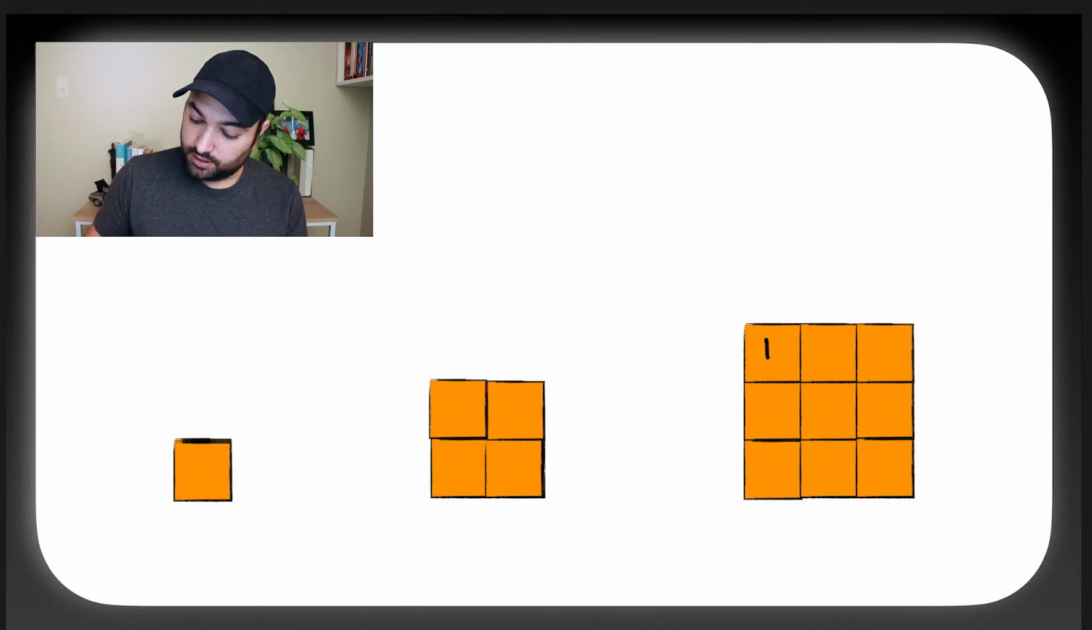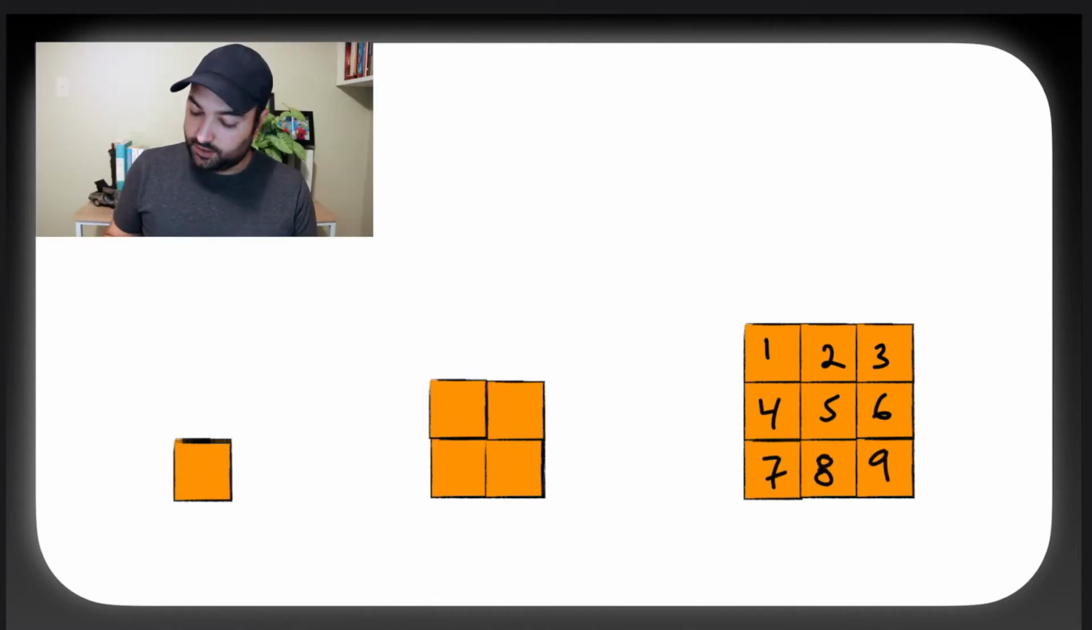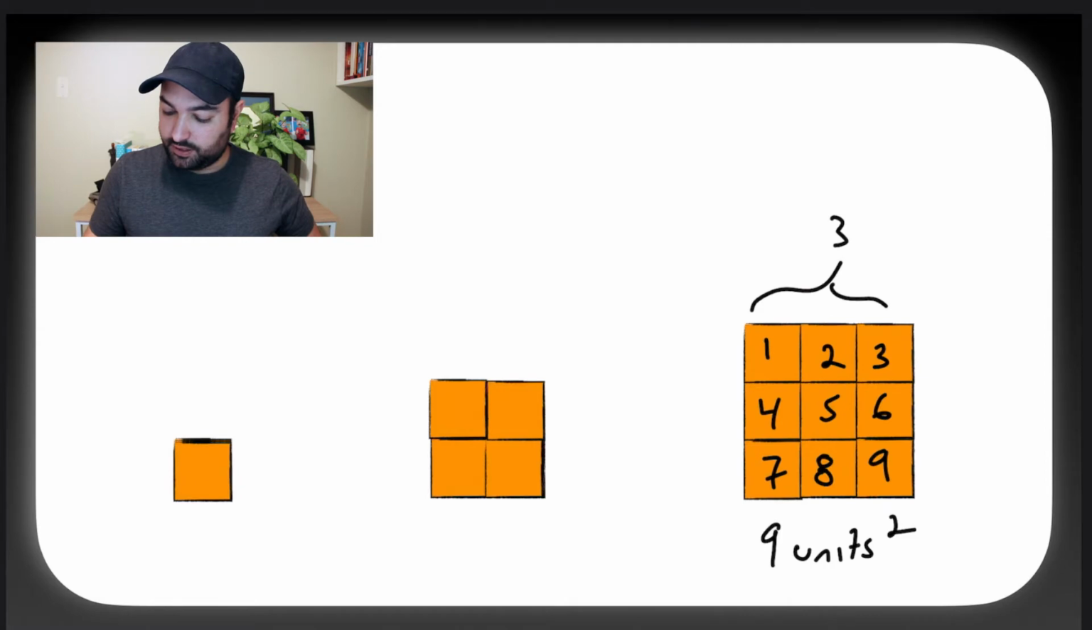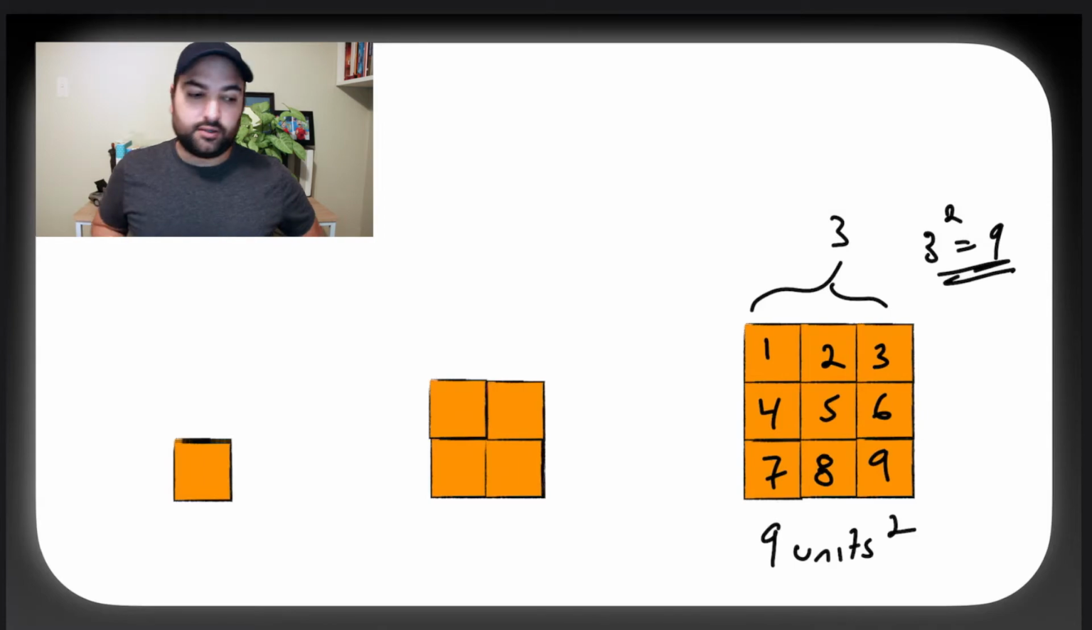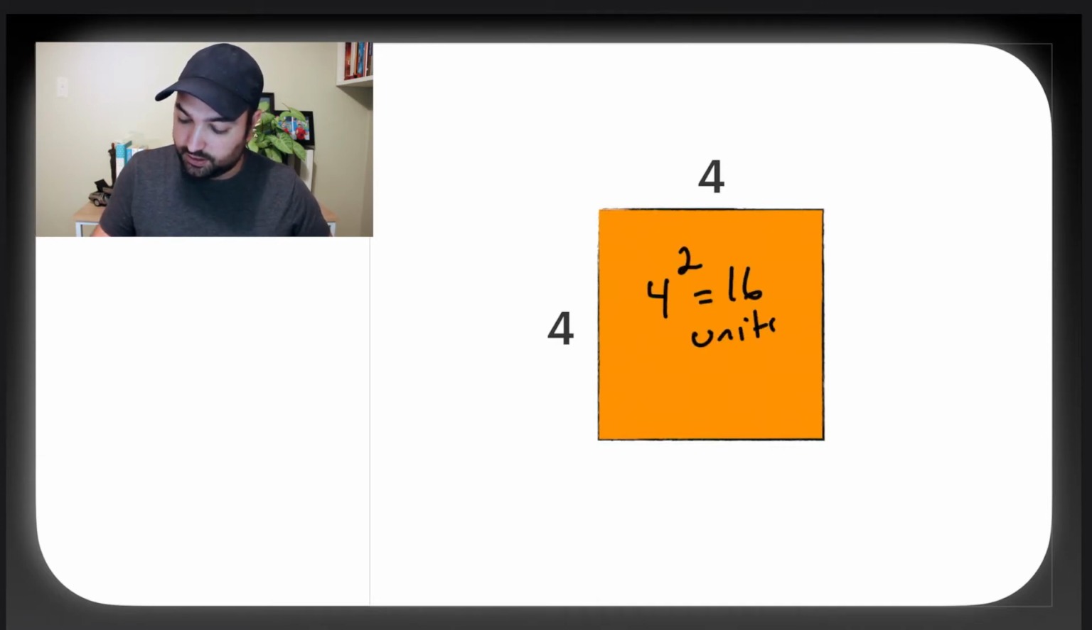So for this one, we have 1, 2, 3, 4, 5, 6, 7, 8, 9. This is 9 units squared. All right, or we can do 3 units, and then we'll do 3 squared is equal to 9. Okay, so that's how you calculate areas, and that's how you do squares. Next one. All right, hopefully you have this one down. So for this one, we know that the area that it covers is 4 squared, or 16 units squared.